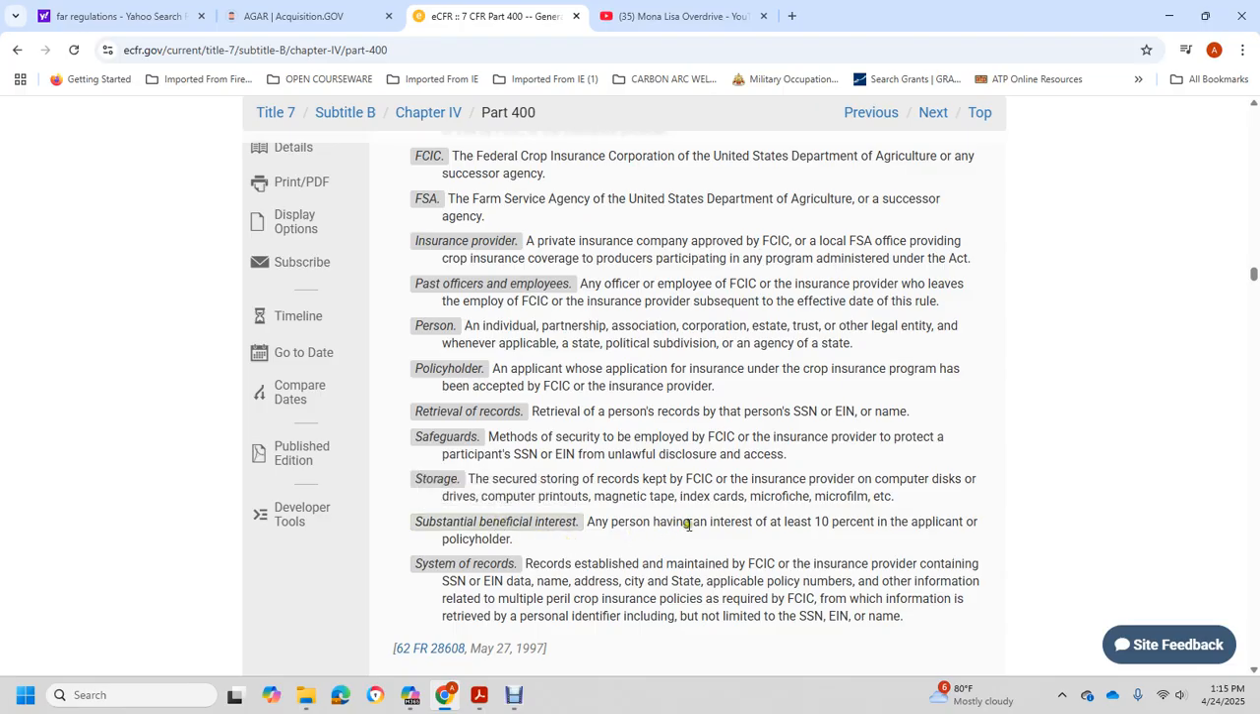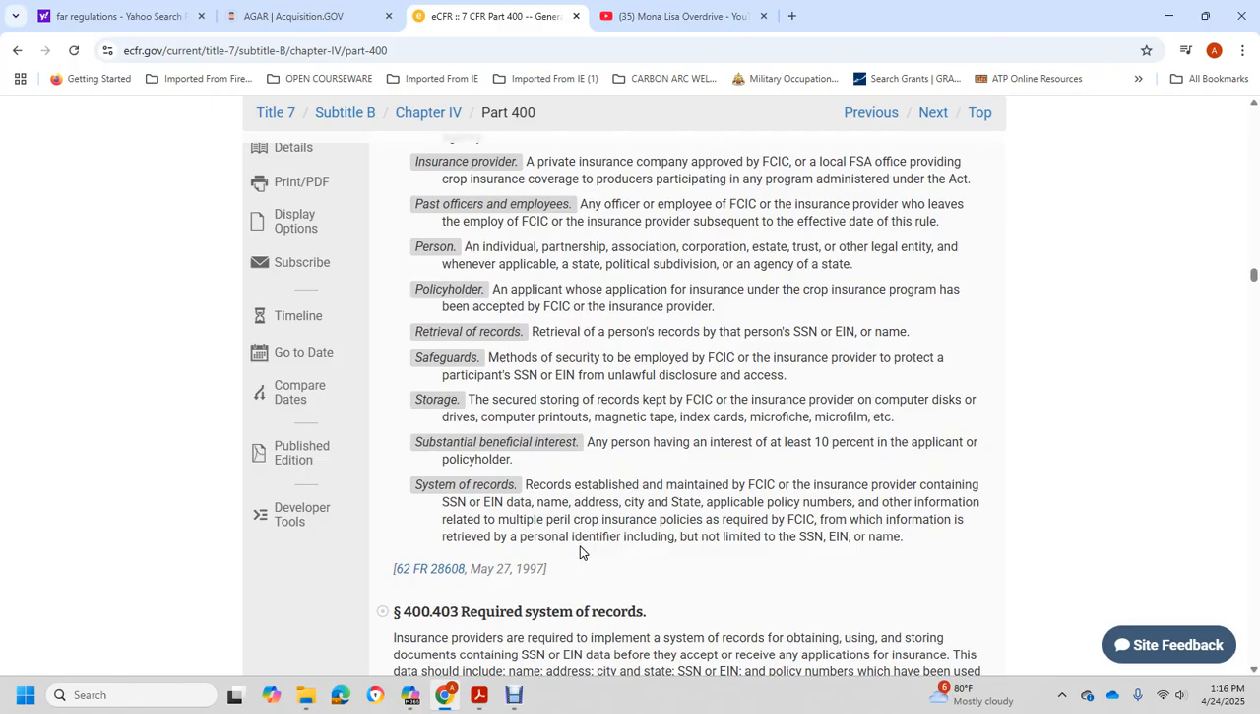Substantial beneficial interest in a person having at least 10% of the applicant with the policy holder. System of the record references of the maintained the Federal Corporation, insurance for the corporation for the insurance for the provider with the name of the social security employee with identification number, the name of the driver, the state of the applicable with the policy number, the other information related with the multiple pearl crop, the insurance with the policy with the Federal Crop Insurance Company with the information retrieved with the person identified, including the not limited to the social security identification and the name.